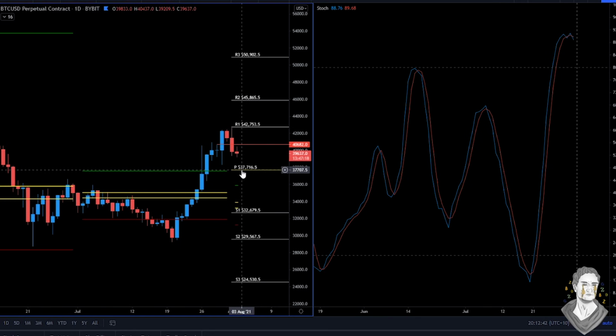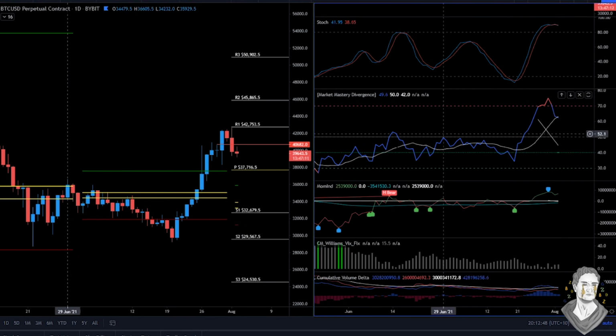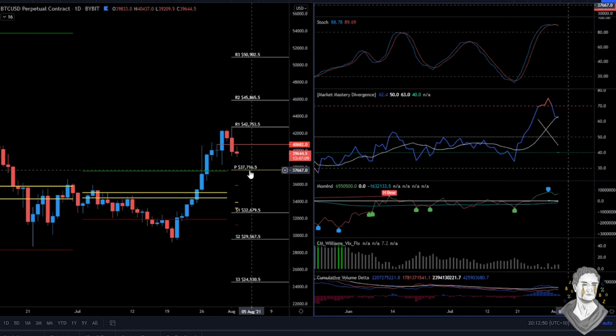So the key support here is going to be that monthly pivot at $37,716. As far as the 1 day is concerned, that is our new monthly pivot. As long as we are above there, that is going to be generally good. If you are above or if price action is above the pivot, we are generally looking at this as a bullish bias, and back below, a little bit of a bearish bias here.